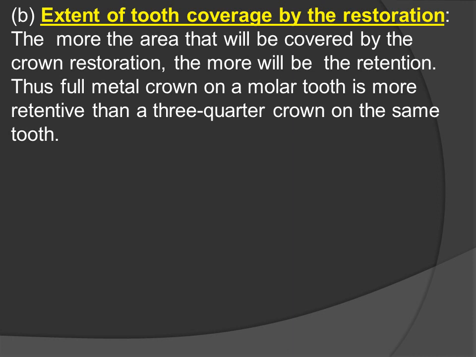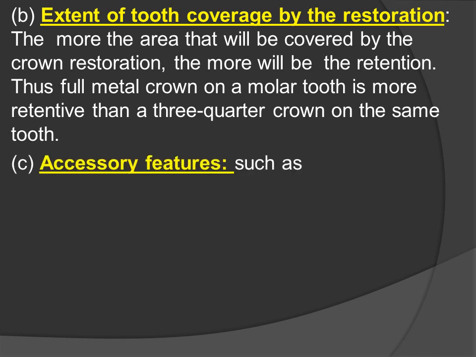The second factor that affects the surface area of the preparation is the extent of tooth coverage by the restoration. The more the area that will be covered by the crown restoration, the more will be the retention. Thus, in a case of full metal crown on a molar, it will be more retentive than a 3/4 crown or partial crown, because in a full metal crown, the coverage area is more than the 3/4 crown.